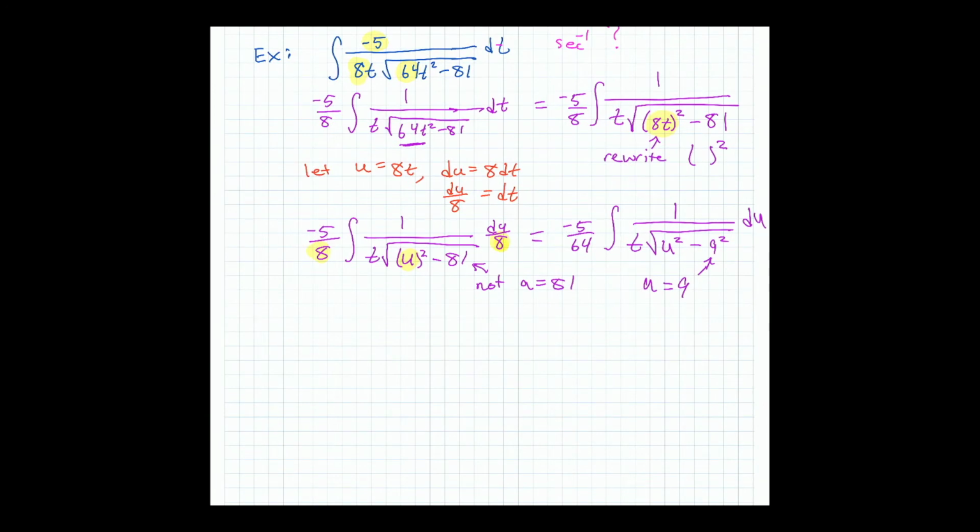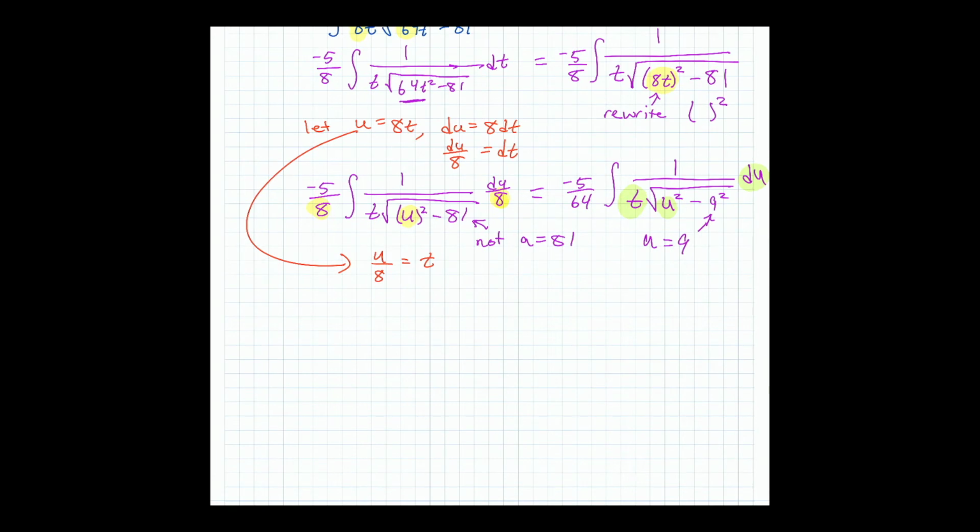Right. So if you didn't catch what was wrong here, I have a du, I have a u, I have a t. Why a t? Just because I forgot to substitute it. So we gotta substitute in for that t. So what's t? You have to come back to your substitution here. Ooh, there it is. u over 8 is t, right? Just move the 8 over there. So let's make that substitution.